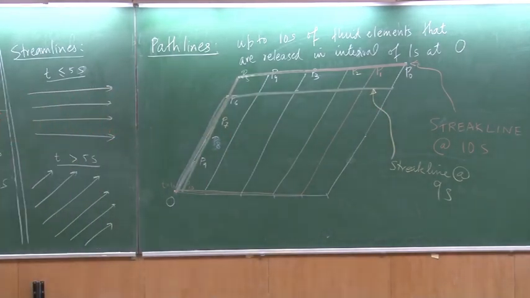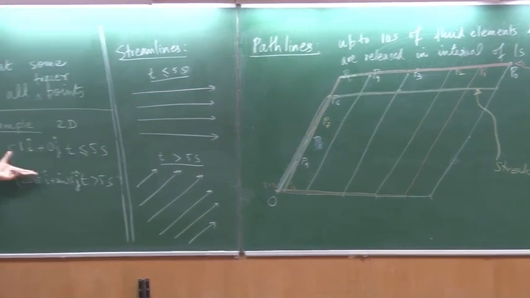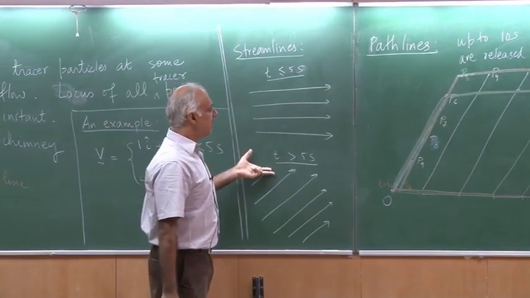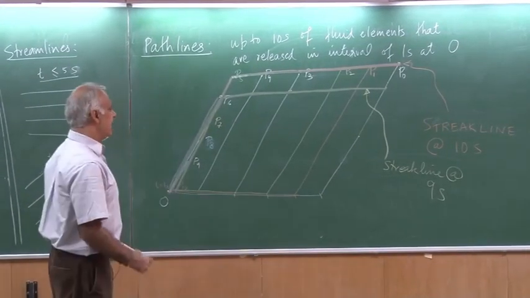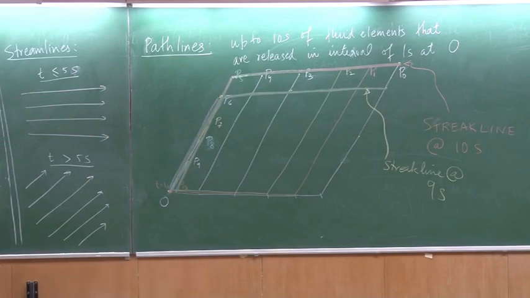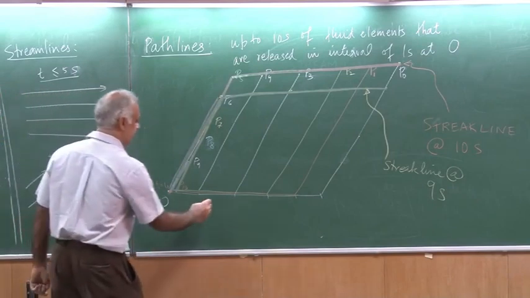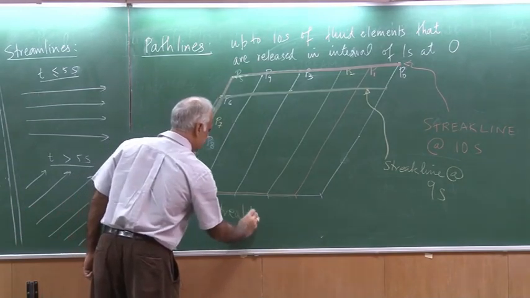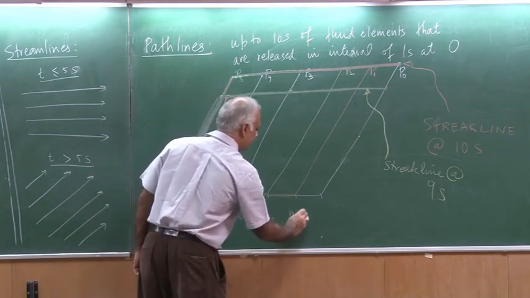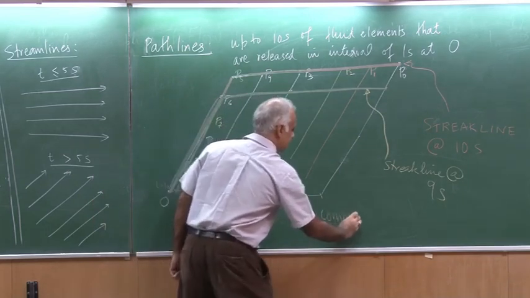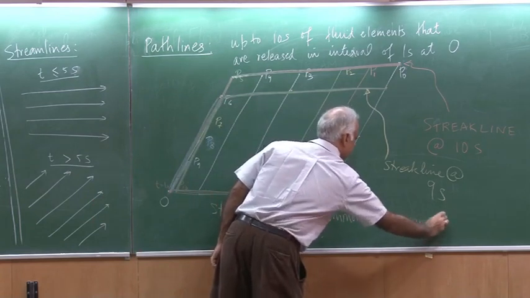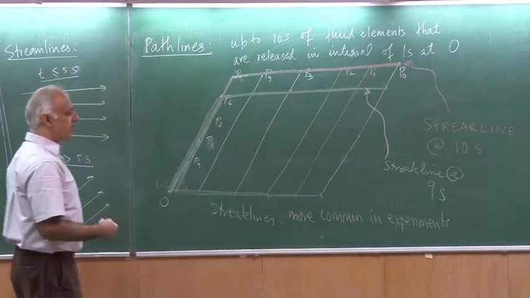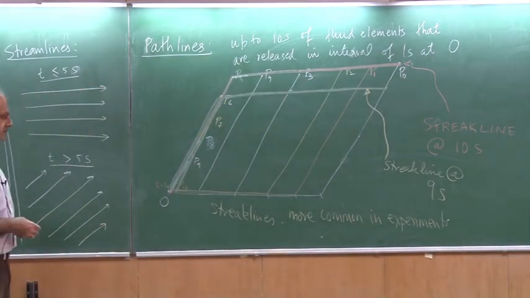So, I hope you are able to make out that even for this simple example where the velocity field is changing with time, the streamlines, the path lines and the streak lines are different. Now, streak lines are a little bit easier to get in experiments. Streak lines are more common in experiments, and therefore it is important to understand them to make sense out of them.